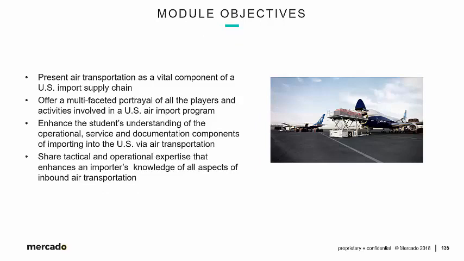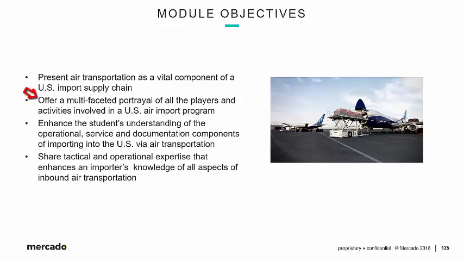Well, that wraps up Module 8 on air transportation. As we do in all of our modules, we state our objectives at the beginning and we bring them back again at the end, and only you can decide if we achieved those objectives. What were they for Module 8? First, we wanted to present air transportation as a vital component of a U.S. import supply chain, either as a primary mode of transportation or as a complement to ocean freight programs.